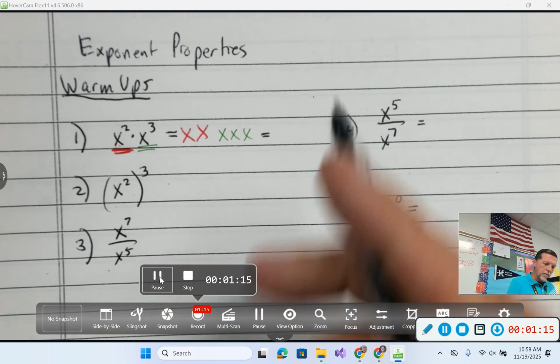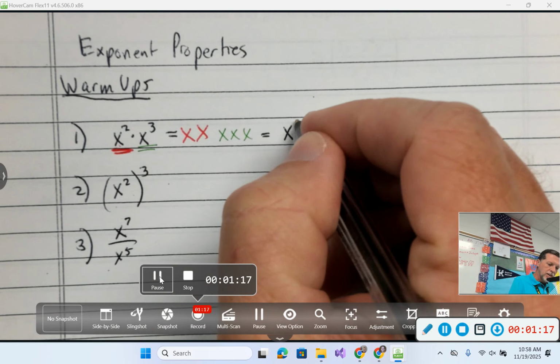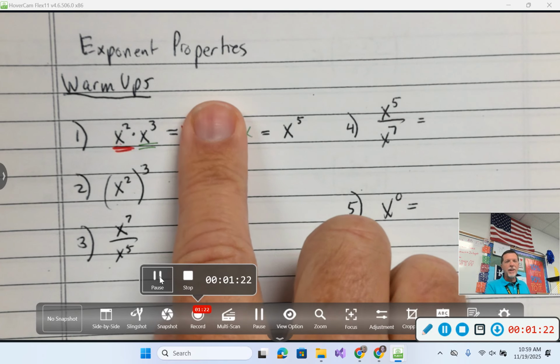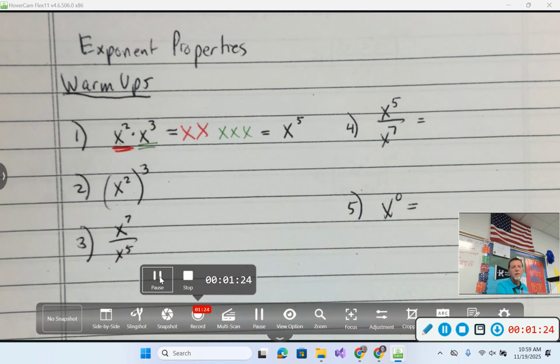So x squared times x cubed, what's that going to equal? X to the 5. And then, what's the shortcut if we don't want to write out a bunch of x's every time? You just add the exponents.